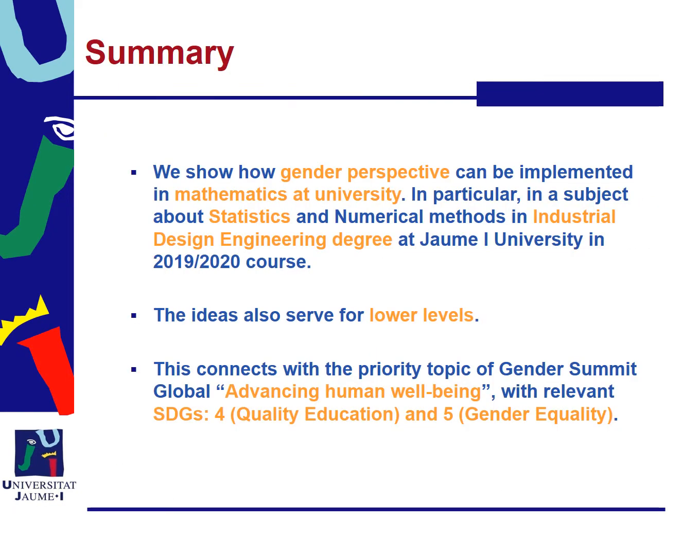We are going to present how gender perspective can be implemented in mathematics at university, and in particular in a subject about statistics and numerical methods in the industrial design engineering degree at Jaume I University. These ideas can also be used in lower levels, and they connect with the priority topic of the Gender Summit So Global, advancing human well-being, and in particular with quality education and gender equality.